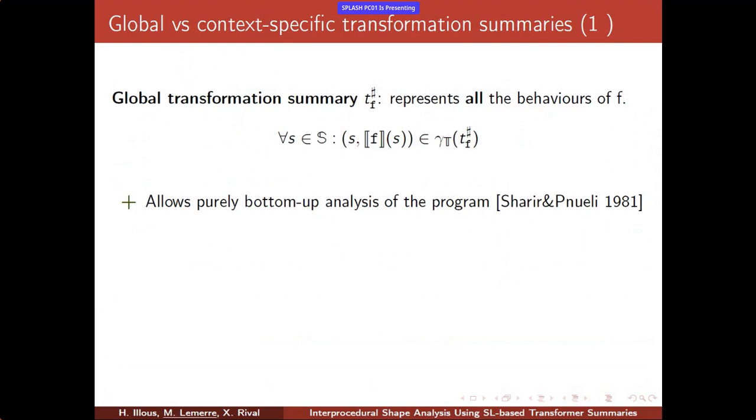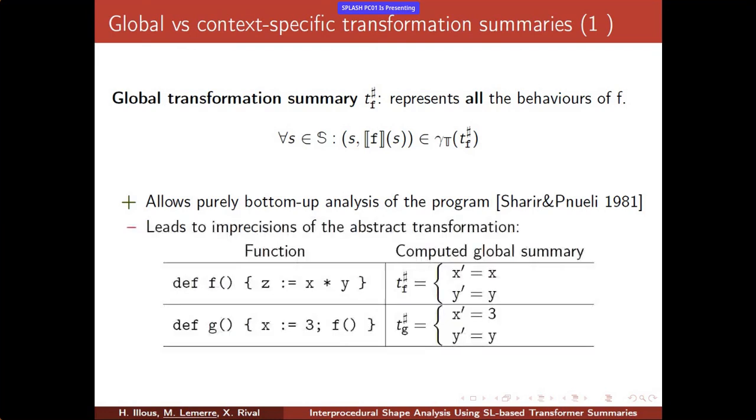Okay, so until now, what I've presented was what I call global transformation summaries. These are abstract transformations which represent all the possible behavior of function f, meaning that for any input state, you will have to represent the corresponding output state in the abstract transformation. What's really nice about this is that it allows a purely bottom-up interprocedural analysis, in the way of what Sharir and Pnueli call a functional approach to interprocedural analysis. But there is some issue: it leads to some imprecision in the abstract transformations.